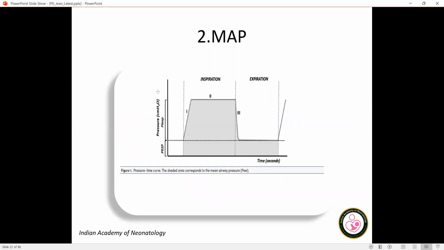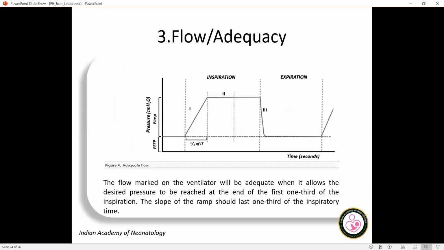Now coming to the adequacy of the flow. When can we say the flow is adequate from seeing a pressure waveform? The flow set on the ventilator will be adequate when it allows the desired pressure to be reached at the end of the first 1/3 of the inspiration. So the maximum pressure which we wanted will be reached within 1/3 of the inspiratory time. It should not be reached very fast or very slow. So the slope of this ramp should last within the 1/3 of the inspiratory time. Seeing the pressure waveform itself, we can identify whether the flow is adequate or not.